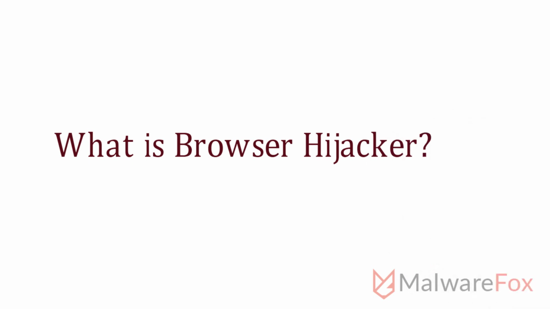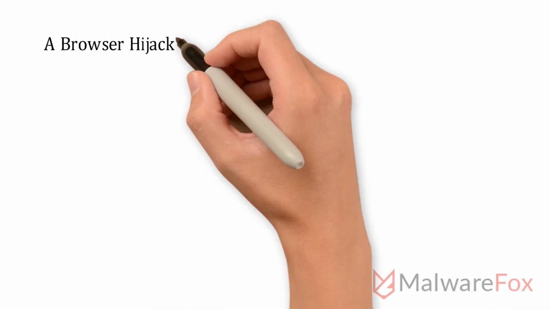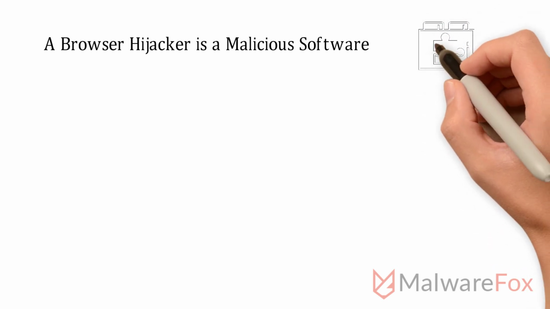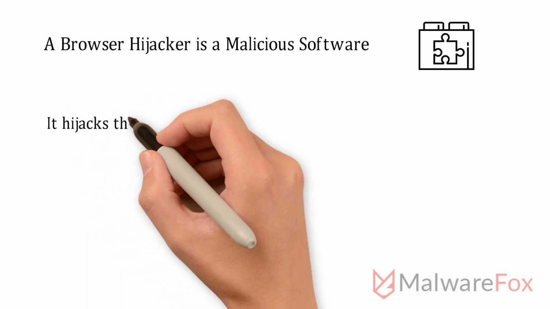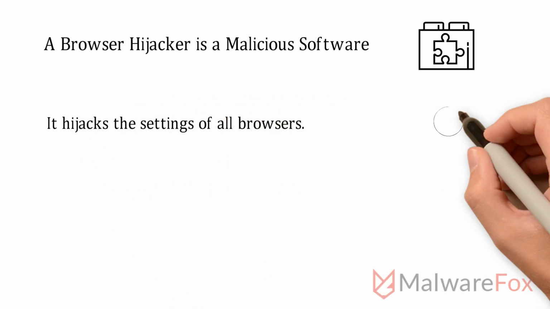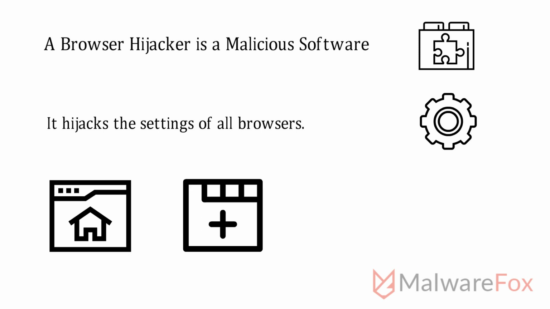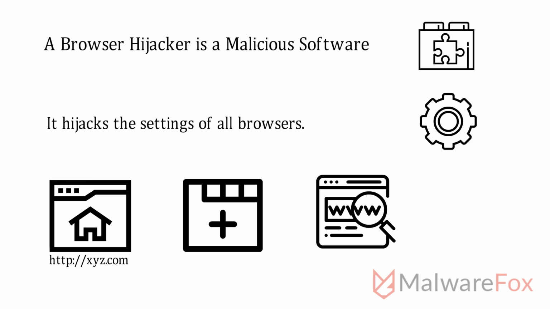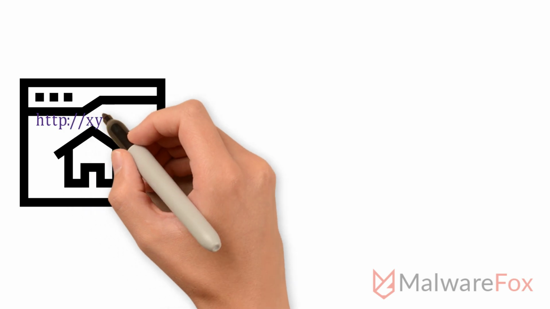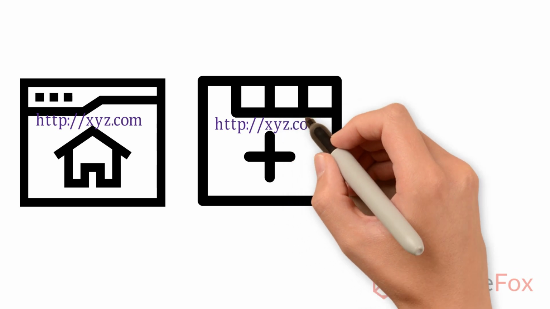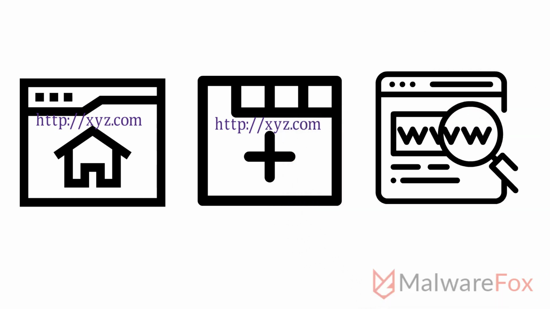What is a browser hijacker? A browser hijacker is a malicious software which usually comes in the form of a browser add-on or extension. It hijacks the settings of all browsers installed on your PC. You won't be able to change settings like homepage, new tab, and default search engine. It changes these addresses with its own URL. So whenever you open the browser, you will see the hijacker's URL. When you open a new tab, you will see its page. And whenever you search something on your browser, you will use the hijacker's search engine.